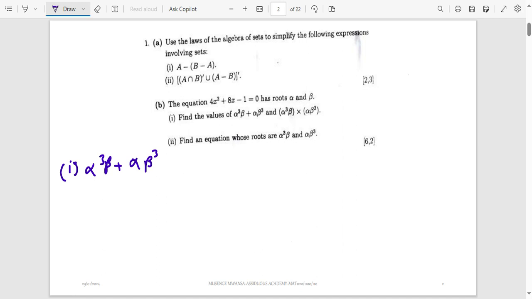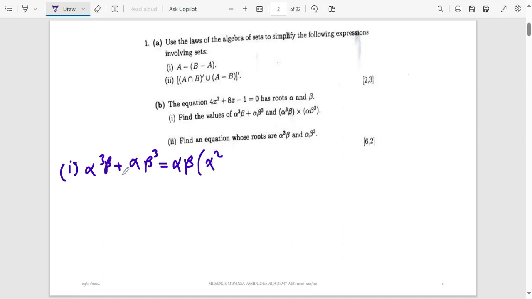Okay, so let's start first with alpha cubed beta plus alpha beta cubed. The way we can answer this one is, let's factorize out what's common. We have got alpha and beta as a common term. So if I factorize out alpha and beta from here, we had alpha cubed, so we'll just remain with alpha squared.